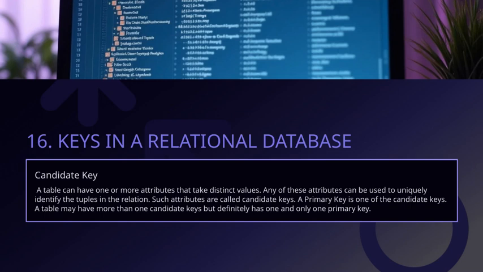It's also important to note that a table can have multiple candidate keys, but it will always have only one primary key. This primary key is what we rely on most for establishing relationships and ensuring data integrity across the database. Understanding candidate keys and the primary key helps us design more robust and reliable databases, which ties into our overall goal of creating efficient, well-structured data systems.